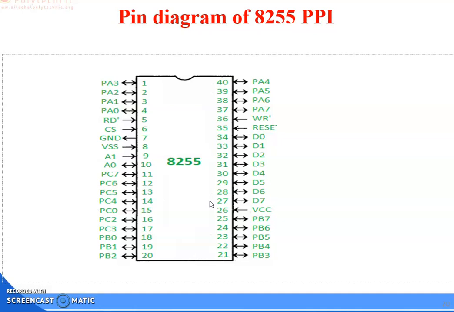Pin number 37 is port A7. Pin number 38 is port A6. Pin number 39 is port A5. Pin number 40 is port A4.